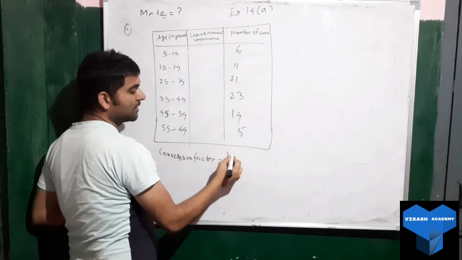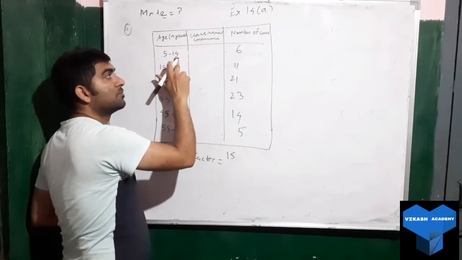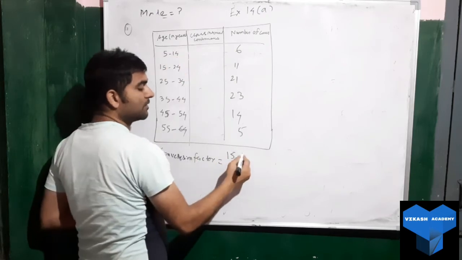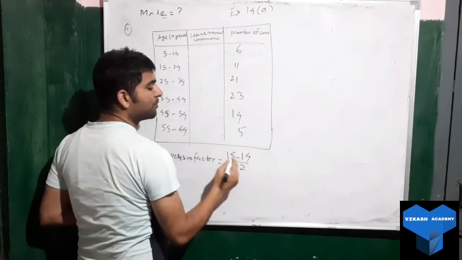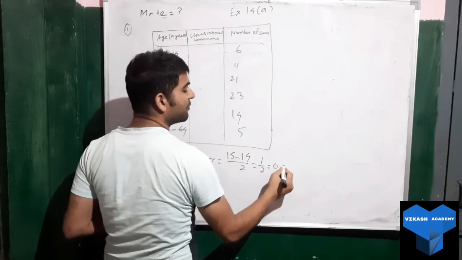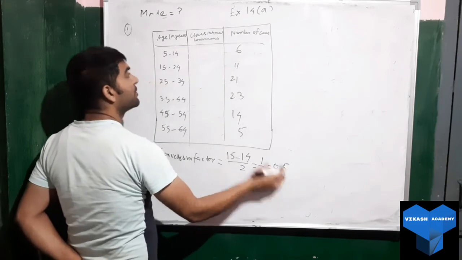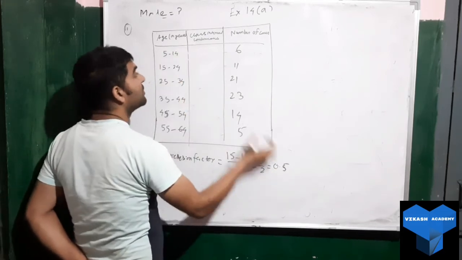Which one? Lower limit. So the lower limit I will take is 15, then the upper limit of the previous class interval. So what is the upper limit? 14. 15 minus 14 is 1, divided by 2, it will be 0.5. What do you have to do to this 0.5? You have to subtract it from the lower limit and add it to the upper limit.